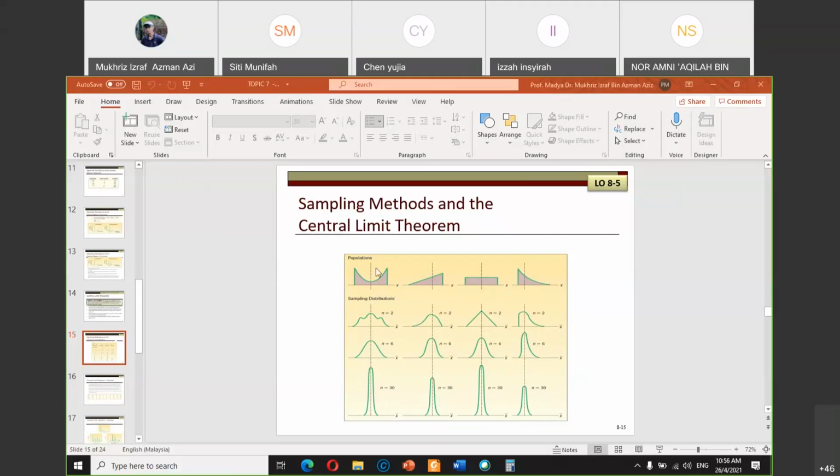Even though the original population data is not normally distributed, from the sampling distribution you can have a normal distribution, and once you have a normal distribution, then you can make inference, or make conclusions from the data that you have. So that is one of the reasons why you need a normal distribution, in order for you to make conclusions from the data that you collect.